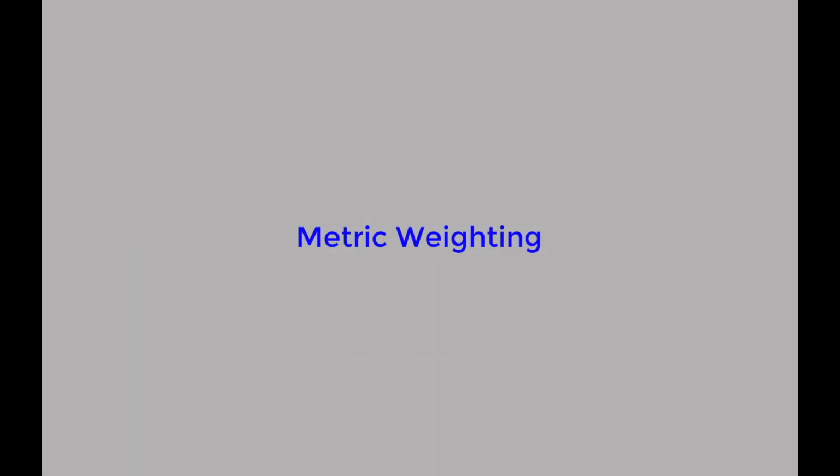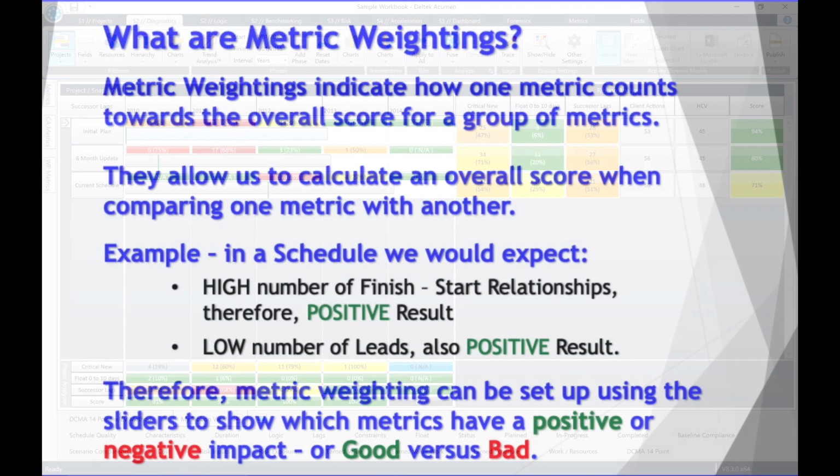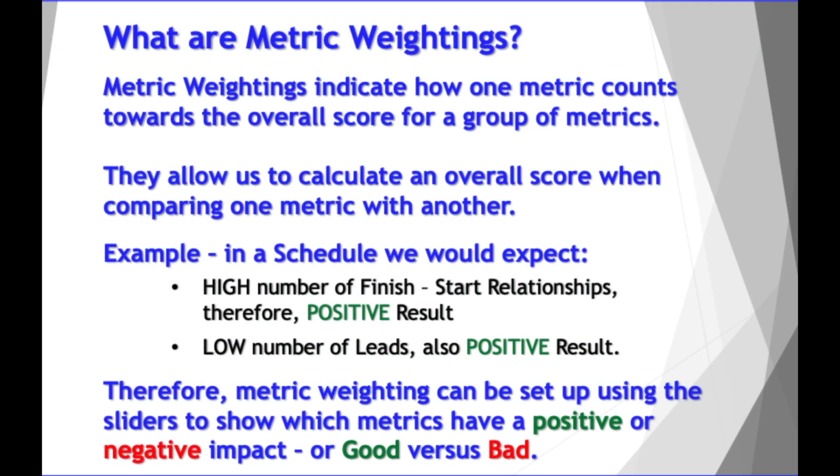Now let's move on to metric weighting. So, what are metric weightings? Weightings indicate how one metric counts towards the overall score for a group of metrics. Weightings allow us to calculate an overall score when comparing one metric with another.